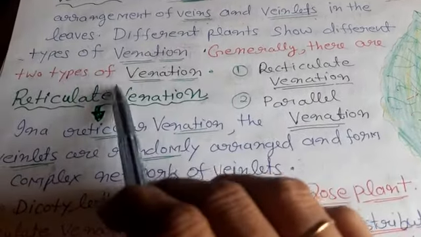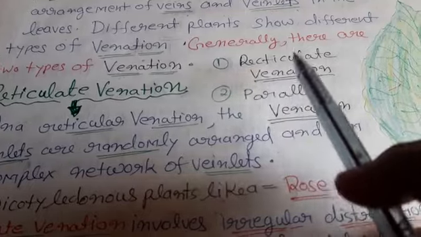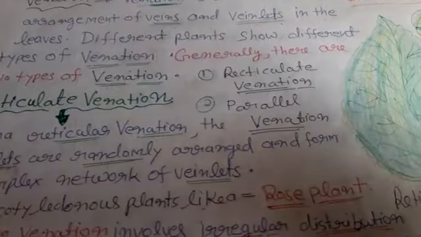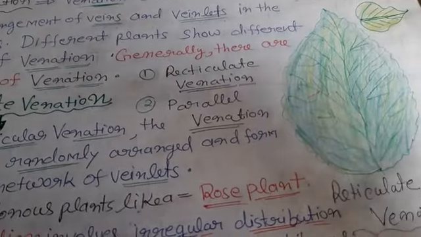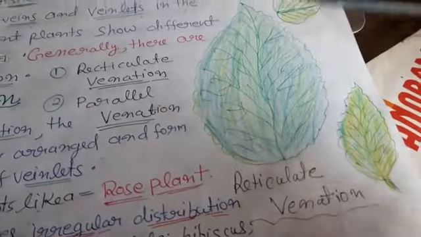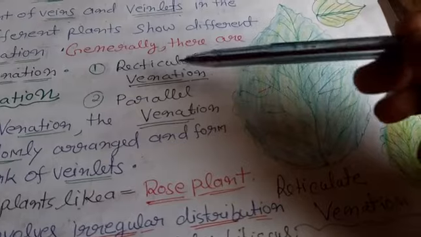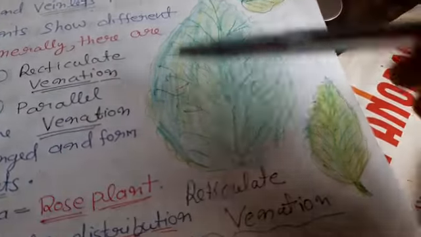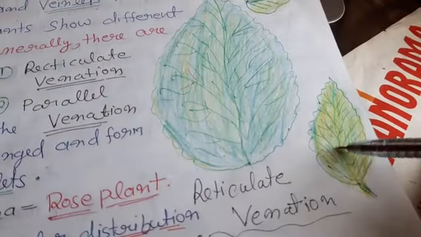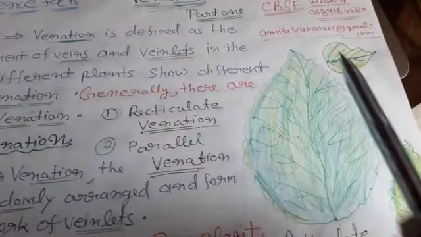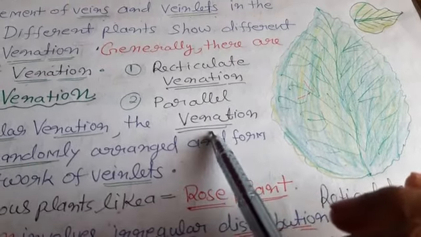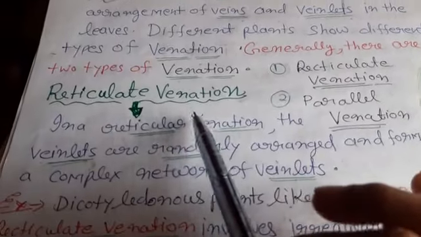Generally there are two types of venation found in leaves: reticulate venation and parallel venation. Here we will discuss only reticulate venation. This is part 1, and in part 2 we will discuss parallel venation. So let's start with reticulate venation.